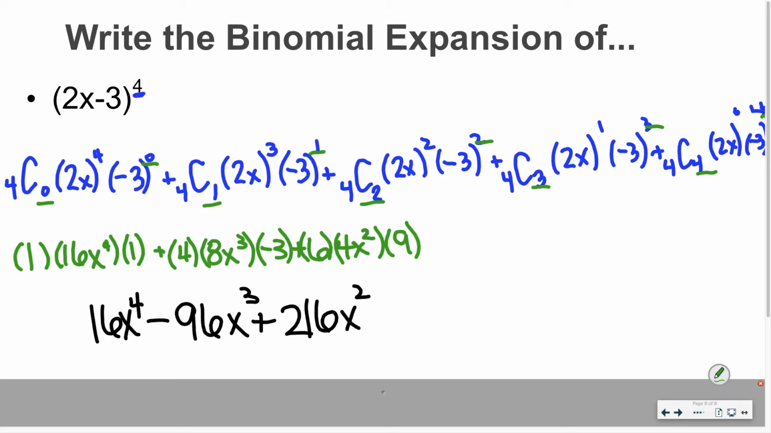Okay. All right, our next term, 4 combinations of 3 is 4. 2x to the first power is just 2x. And then negative 3, the quantity cubed, careful, is negative 27. Those 3 values get multiplied together for our next term, which is negative 216x.